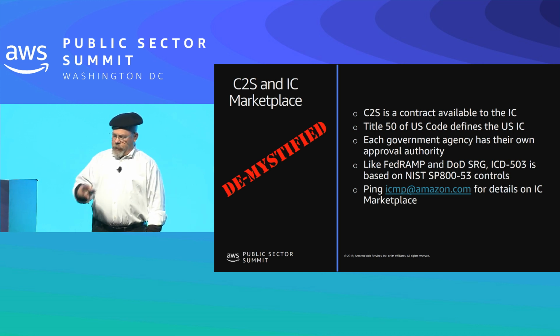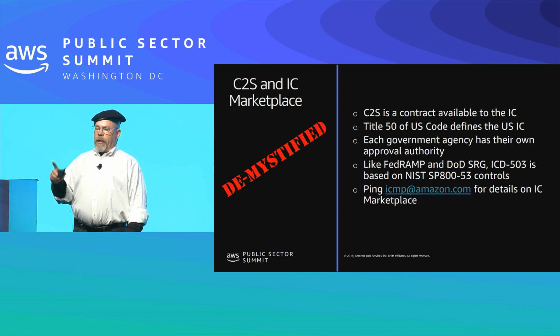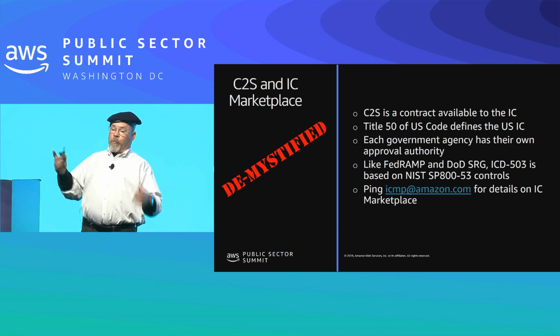what controls apply to your product, so you can pre-answer those security questions if so asked by your customer. There's an alias here, ICMP at Amazon.com. That'll go to me and a number of other people, so ping us.